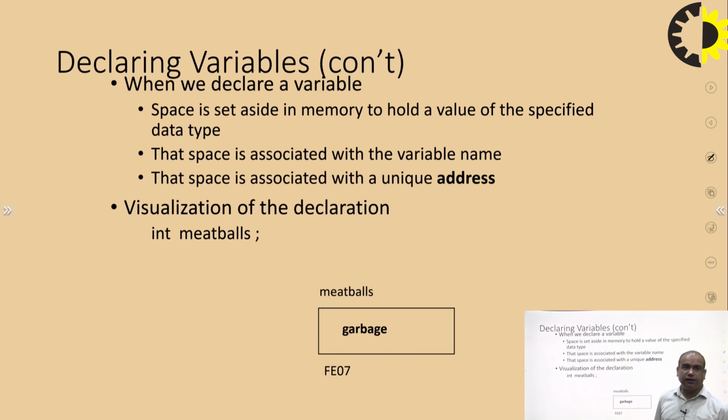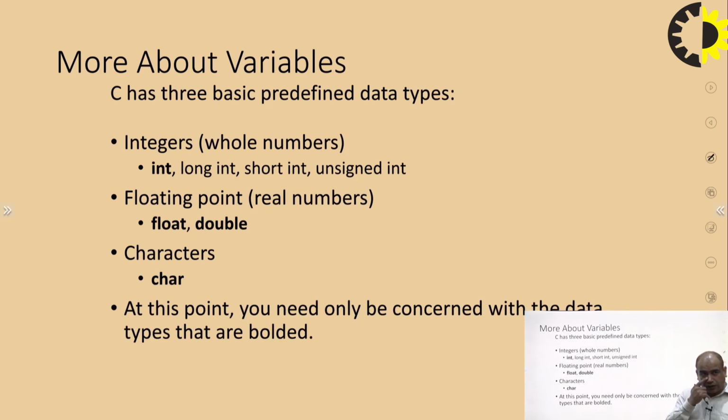So declaring doesn't mean we are going to specify a value. Space is set aside in memory to hold a value of a specific data type. That space is associated with a variable name, and with a unique address. The visualization of this declaration, like int meatballs, is that here this will be identified and a garbage value will be there at a particular location. There are three basic predefined data types: integer, float and character.